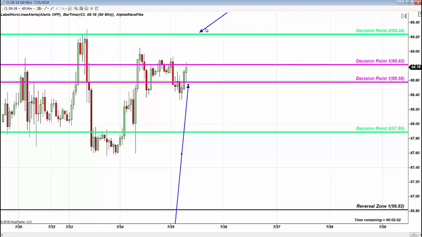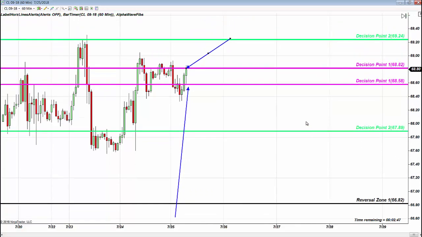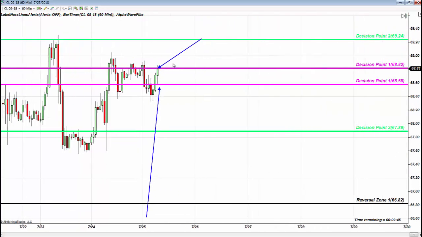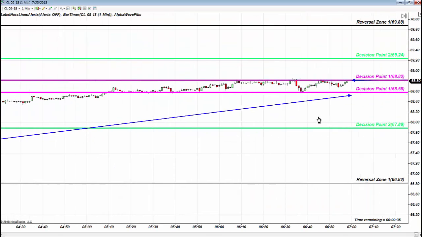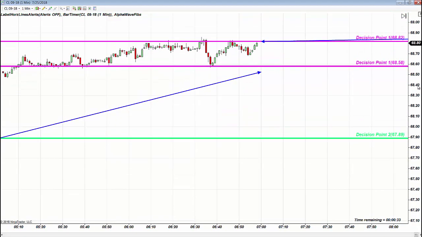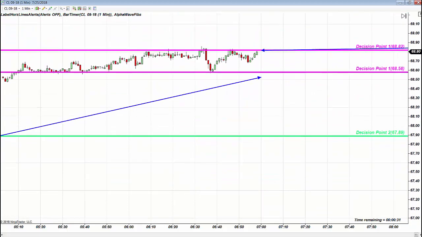This is a very narrow channel. This is your resistance. This is your support right now. Do not short into it. Again, converting the chart to 1 minute, as I do with every single trade. Look at this channel in front of you. And remember, Fibonacci is what forms the markets.